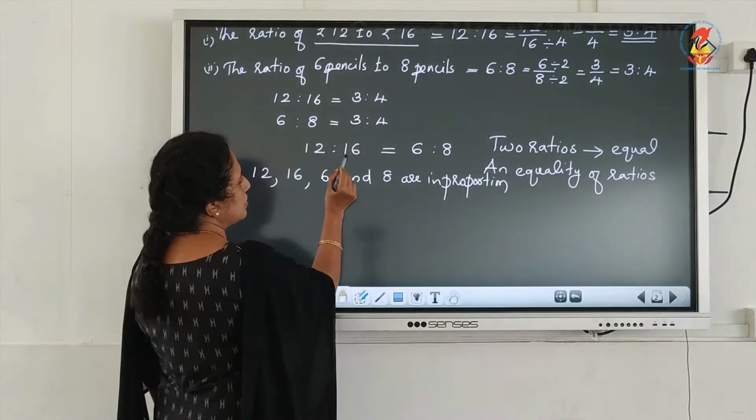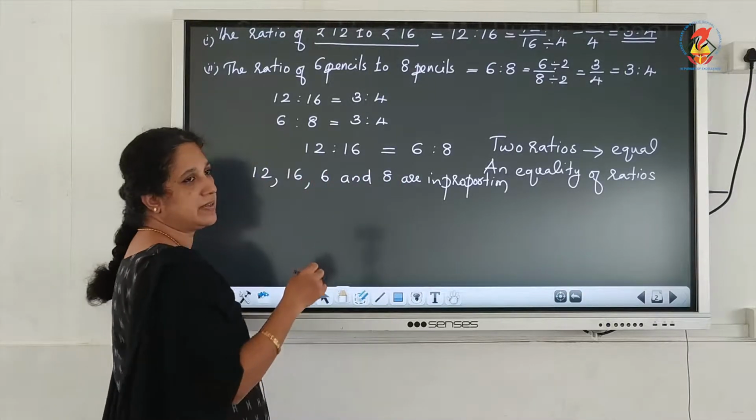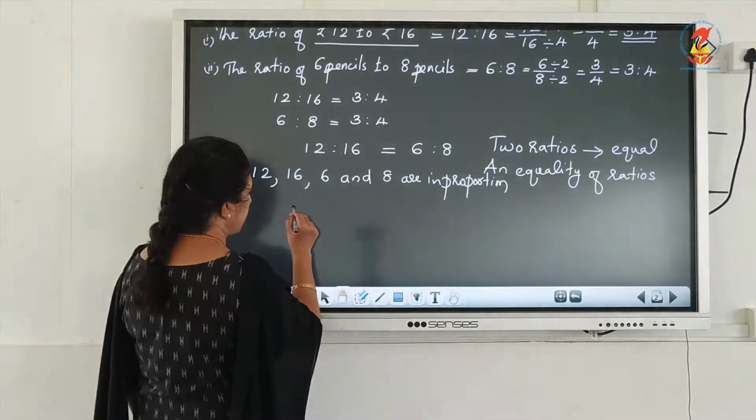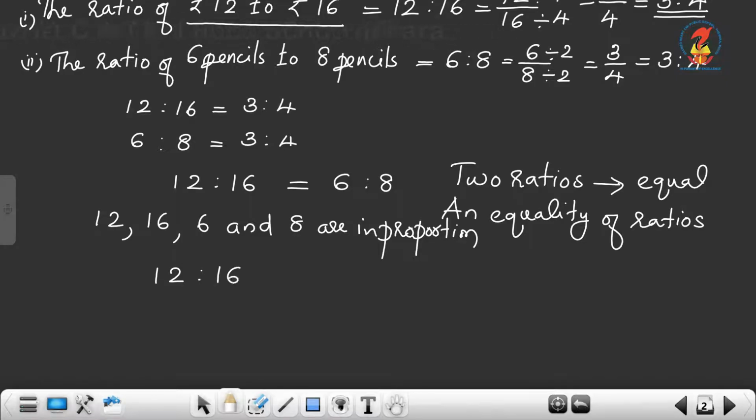Now look at that. 12 is to 16 is equal to 6 is to 8, and we say that 12, 16, 6 and 8 are in proportion. Now we can write it as 12 is to 16 is as 6 is to 8. The symbol used to represent the proportion is four dots: 1, 2, 3, 4. How can we read it? 12 is to 16 is as 6 is to 8.